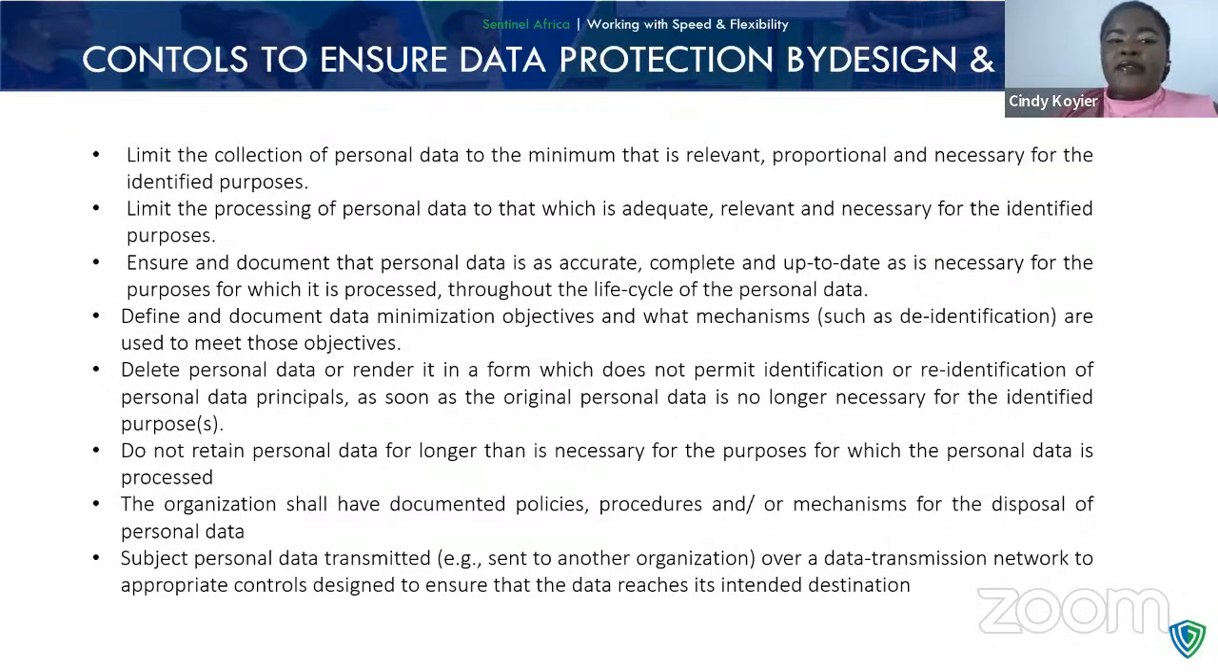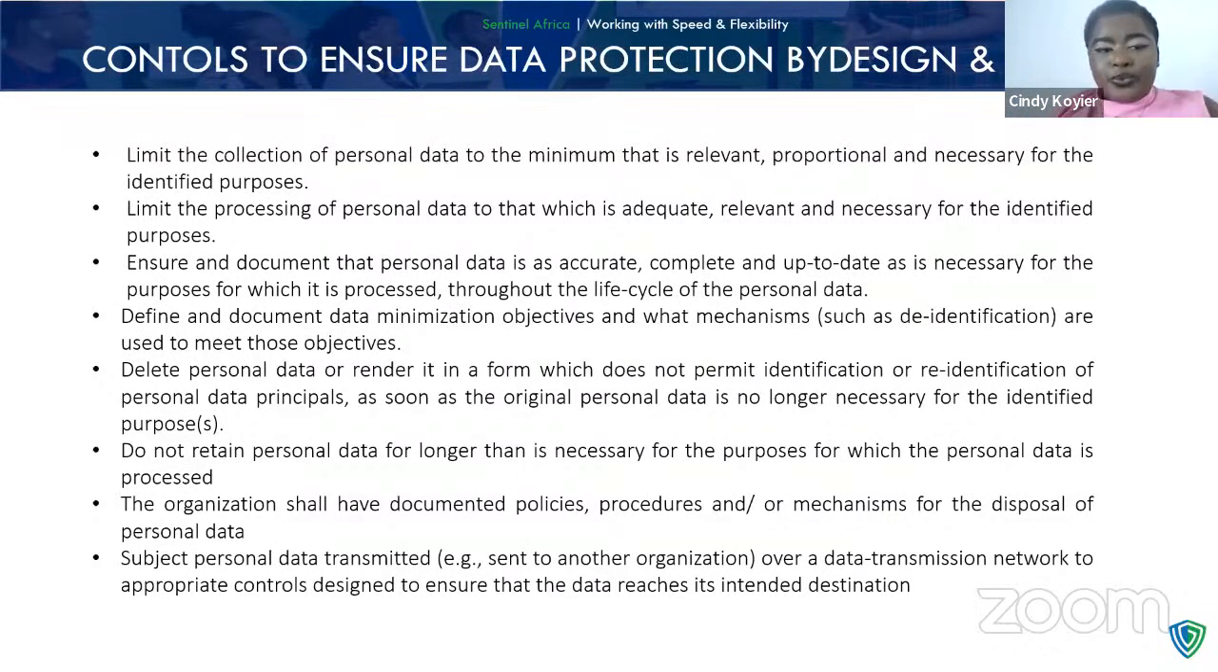So within ISO 27701, it has identified what controls have to be in place, both from a controller perspective and a processor perspective, when it comes to privacy by design and privacy by default. Some of the controls identified include limiting the collection of personal data to a minimum, making sure that we are only collecting what is relevant, proportional, and necessary. Collection is identified separately from processing, so we are also required to limit the processing and make sure it is adequate, relevant, and necessary as well.